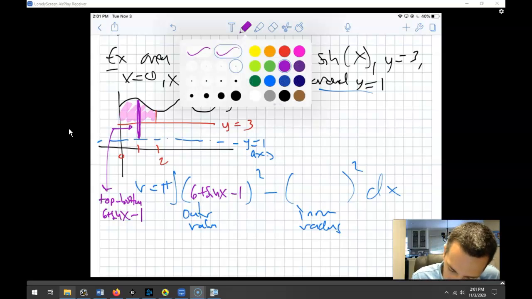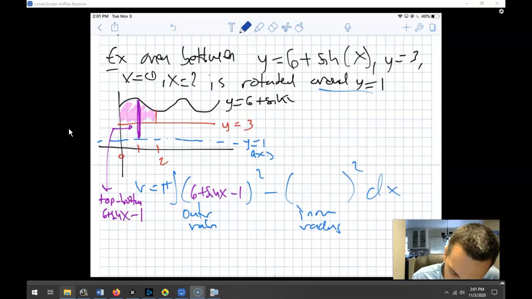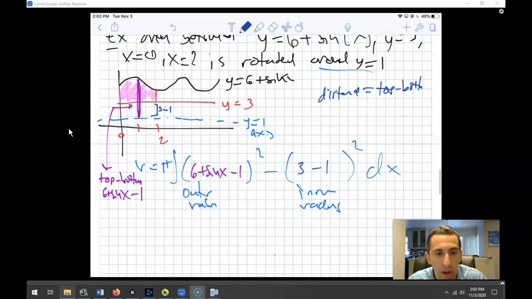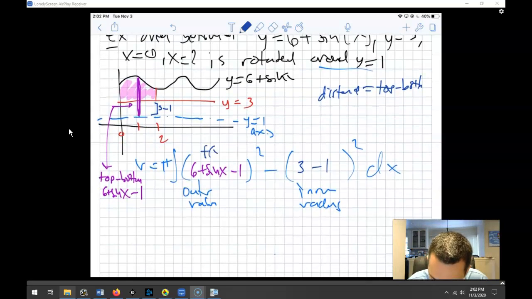As for my inner radius, it's coming from the line y equals 3. You should think about a distance between two functions as being a top minus a bottom. So the distance from 3 down to 1, that inner radius, is 3 minus 1, which you could write as 2. That's how we set up our volume. We still had the function, we just subtracted 1 because we were rotating around 1. And that was that top minus bottom distance.